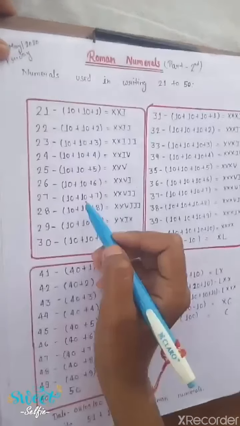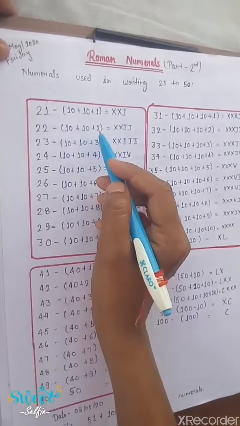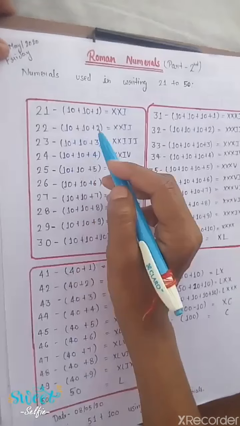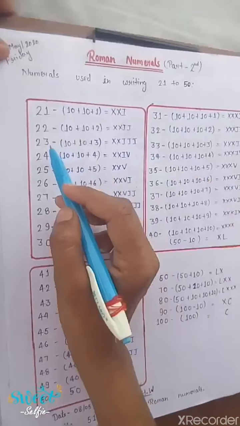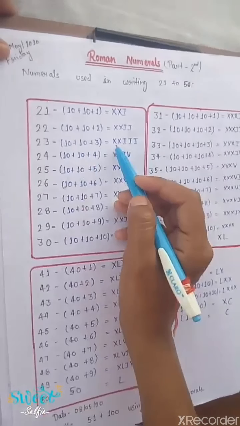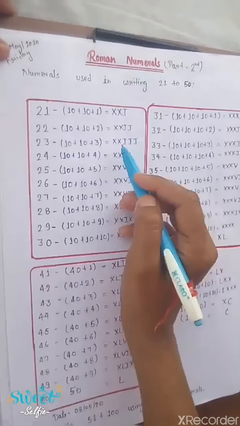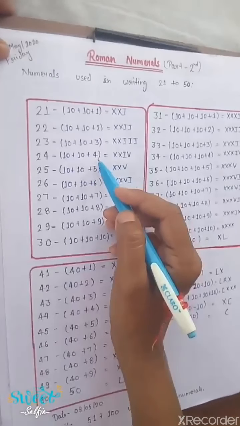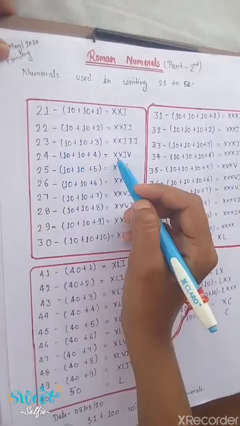Similarly, 22 is 10 plus 10 plus 2. For 10 X, for 10 X, and for 2, I and I. Next 23, 10 plus 10 plus 3: X, X, and triple I. So 23 is XXIII. Next, for 24, 10 plus 10 plus 4. So for 24 we can write XXIV.